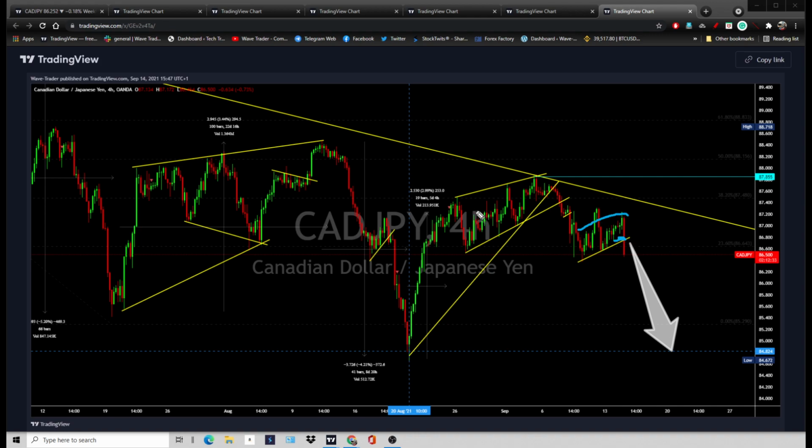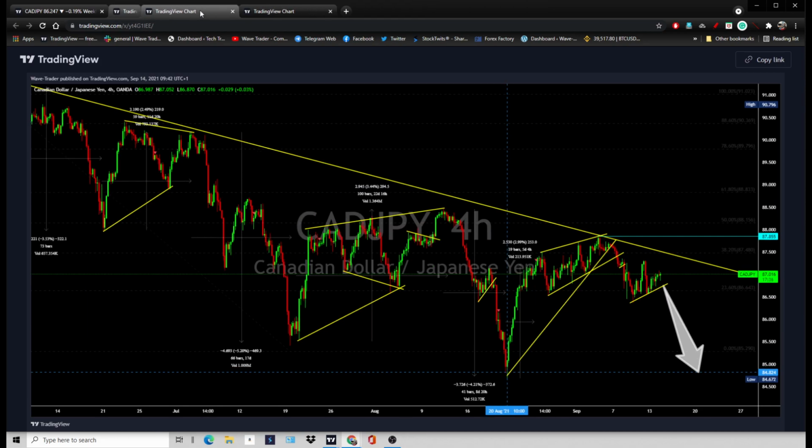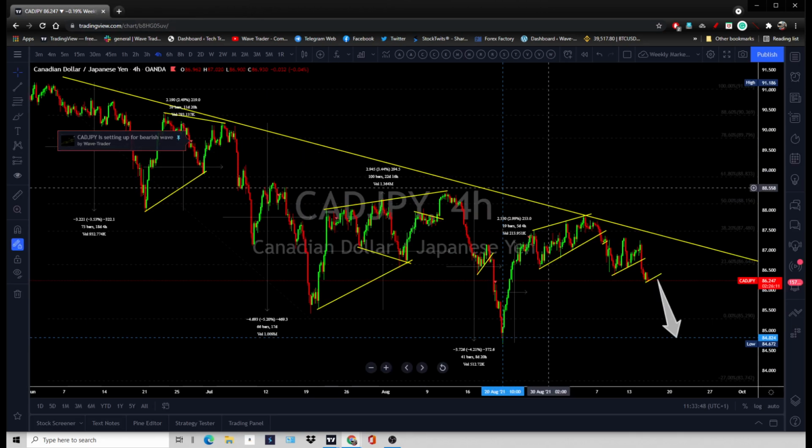So CAD yen is dropping, heading towards this previous low. The move is not so sharp, not very aggressive, and slow, but it is heading towards the previous low, 84, 85, or 84.80 we can say. So again, the potential is very much gone over there on the CAD yen.